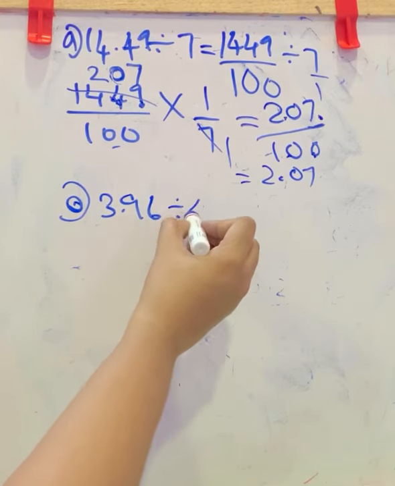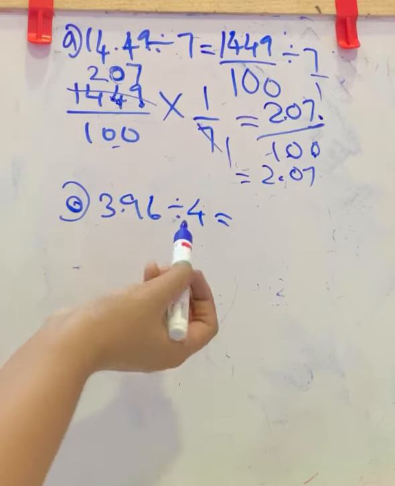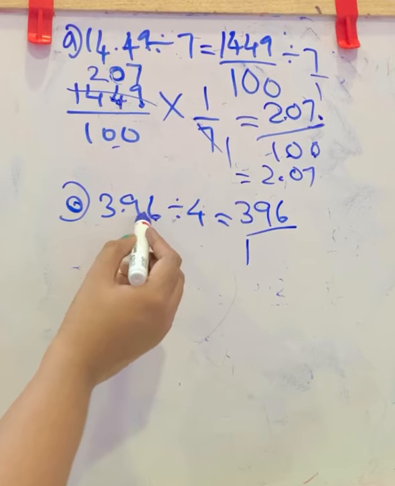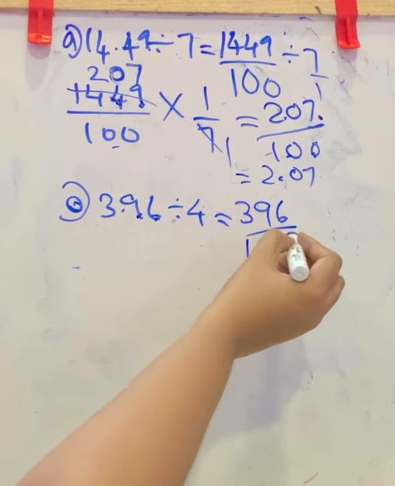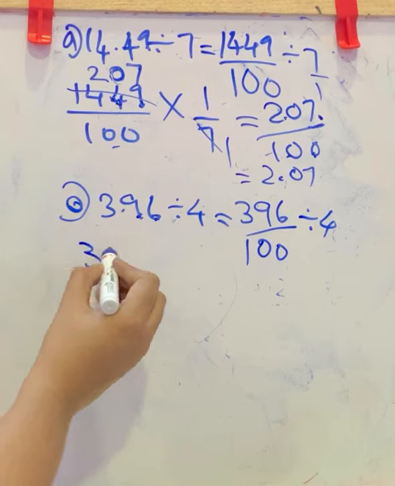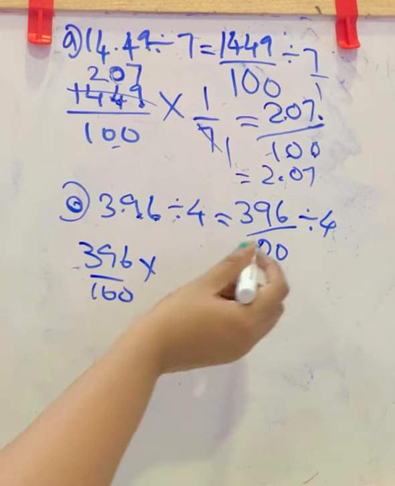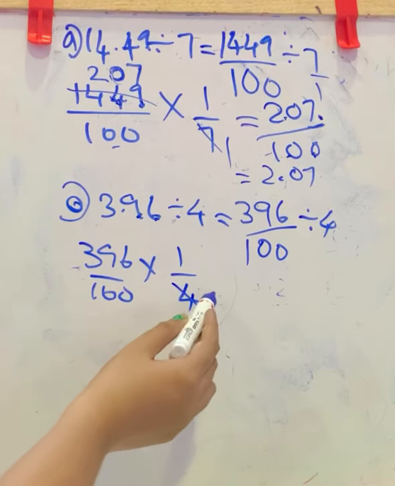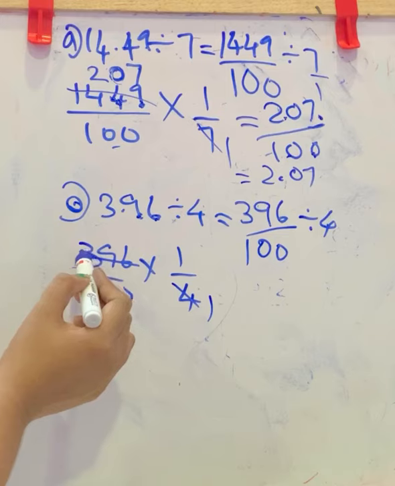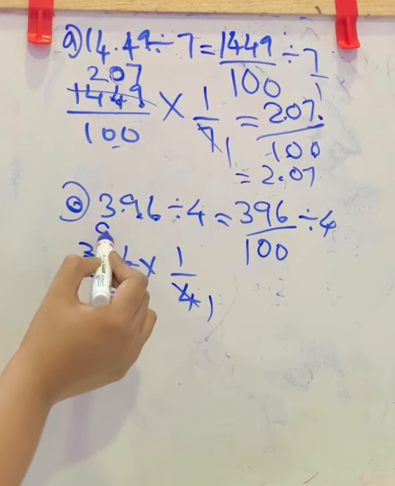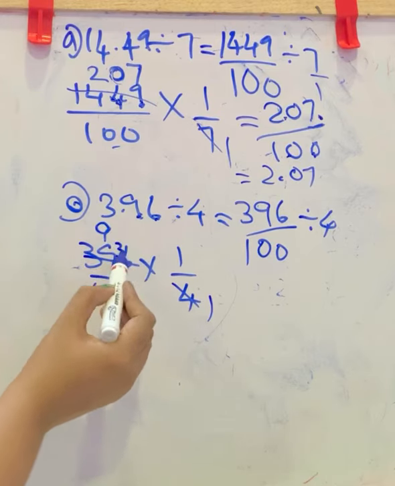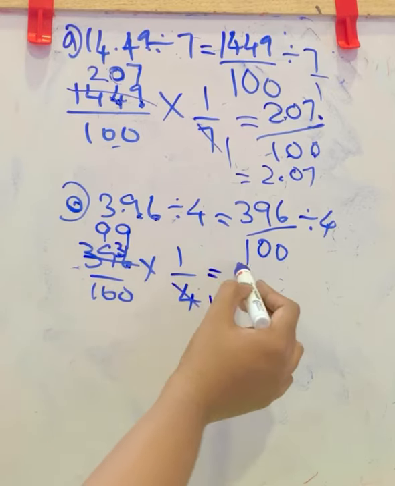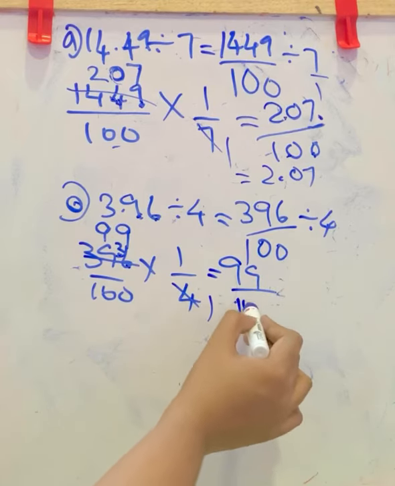3.96 division 4. This 3.96 without decimal you can say 396 by how many digits here after decimal? 2. So by 100. Division 4 is there. This can be converted to multiplication and change this 4 to its reciprocal, that is 1 by 4. Now in 4, 4 1 times. In 39, 4 9s are 36. Balance is 3. This becomes 36. Again 9 4s are 36. 99 into 1 in numerator by 100 into 1 in denominator.